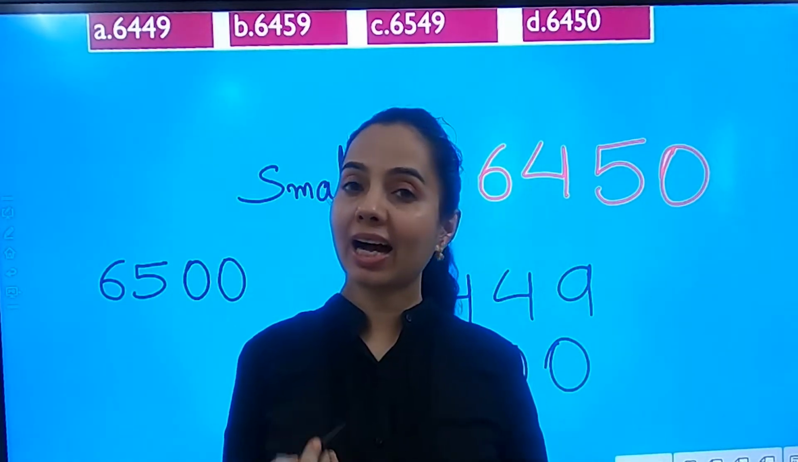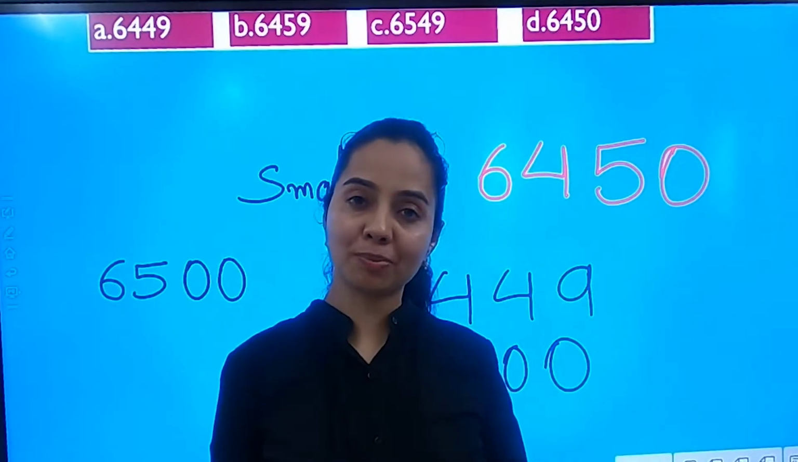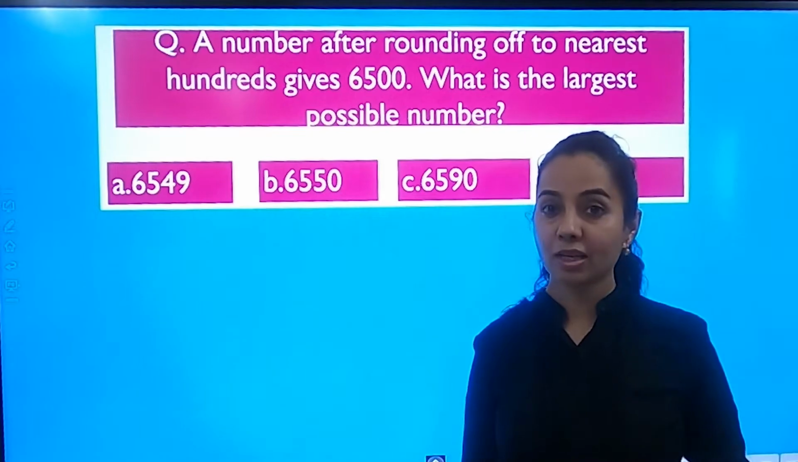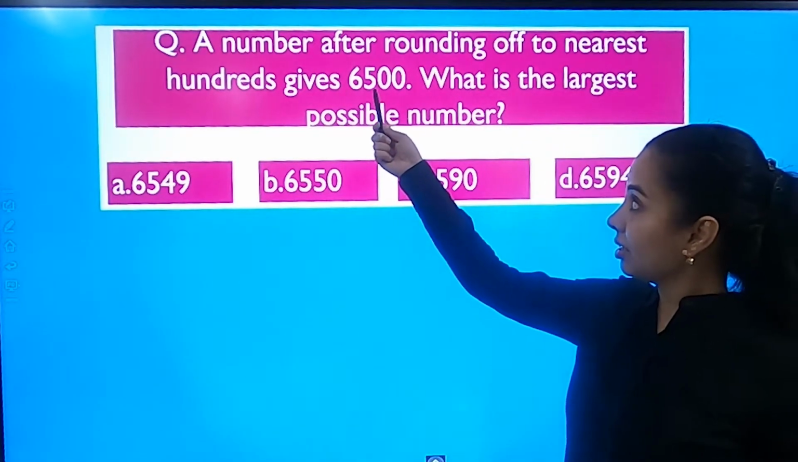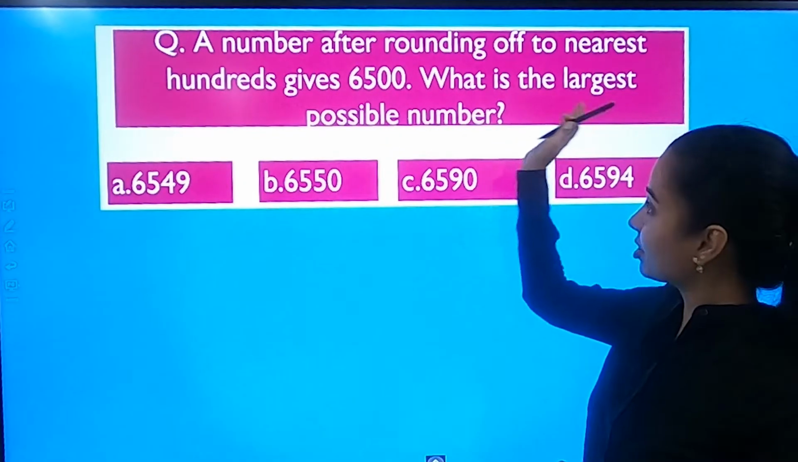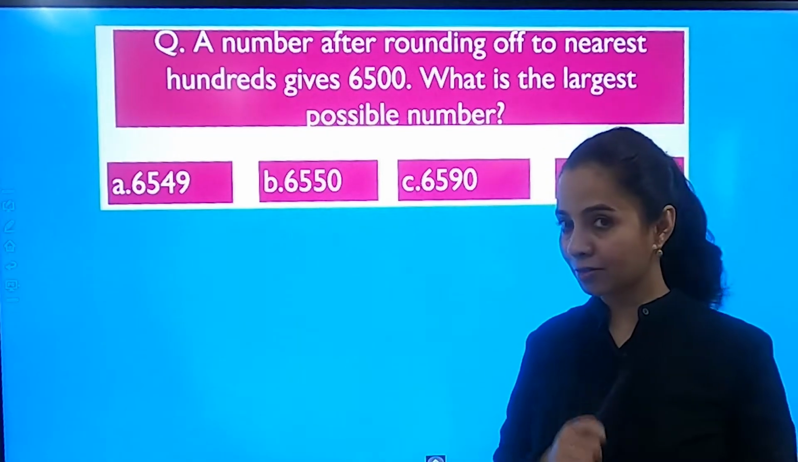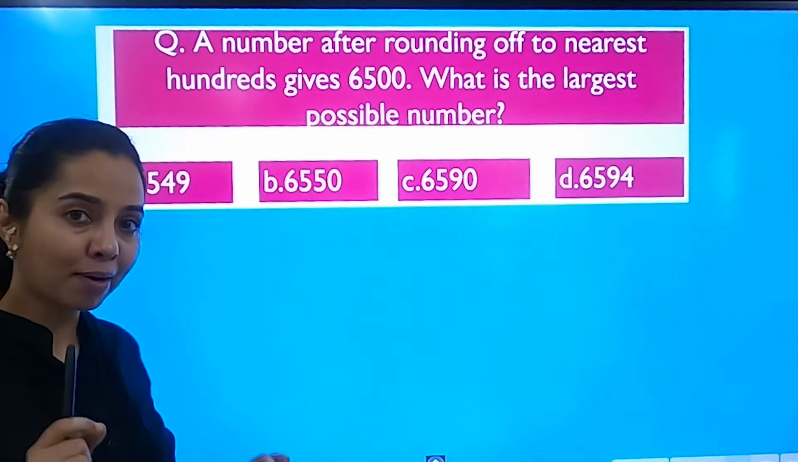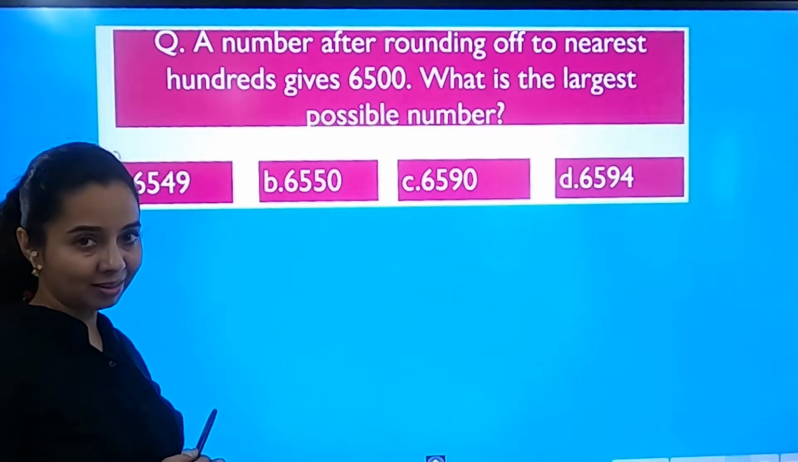Now, we'll take another question in which we'll make the largest possible number. Then, this concept will be much more clear to you. So, now in this question, they are asking which is the largest possible number which when rounded off to nearest hundreds gives us 6,500. We will apply the same rules, but this time we'll try to find the largest possible number.